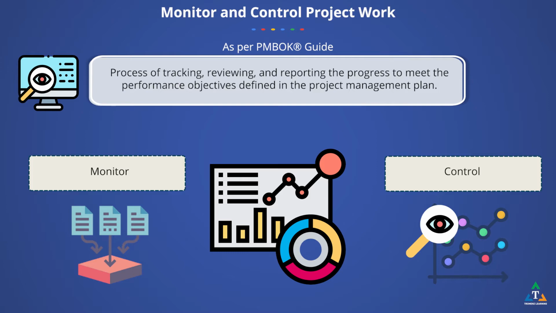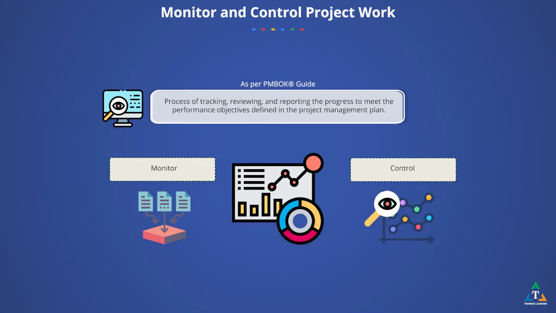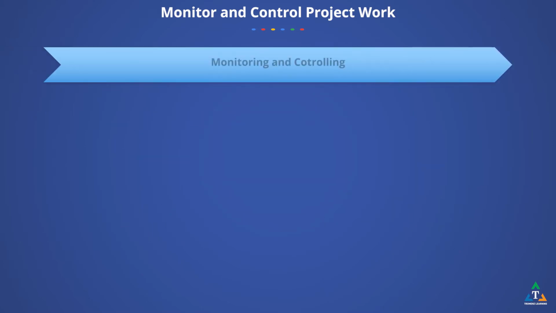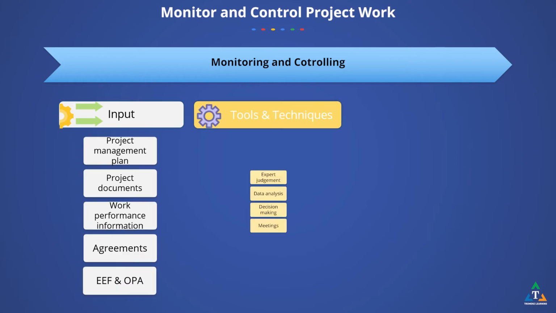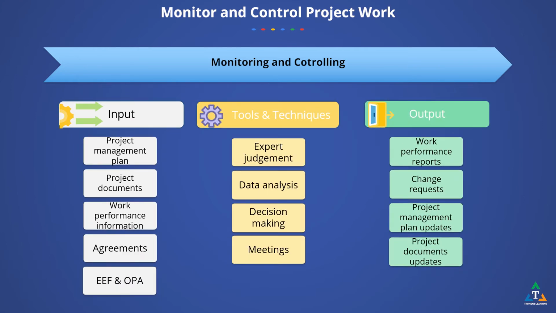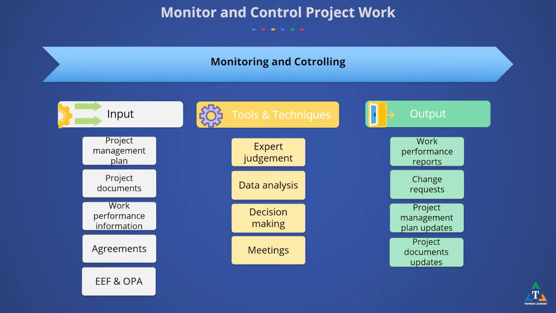You can consider monitor and control project work as the parent process to most of the other monitoring and control processes. The PMBOK guide identifies the following inputs, tools and techniques, and outputs for this process. In the next screen, we will discuss the inputs to this process.